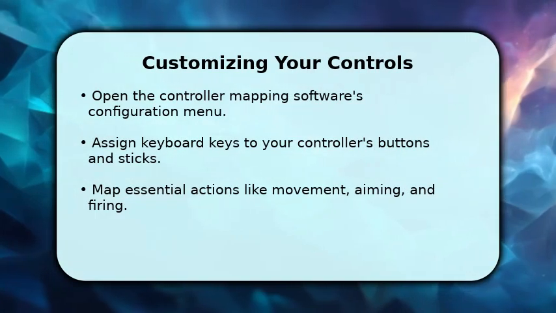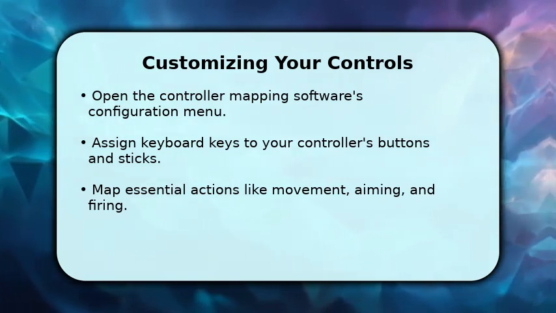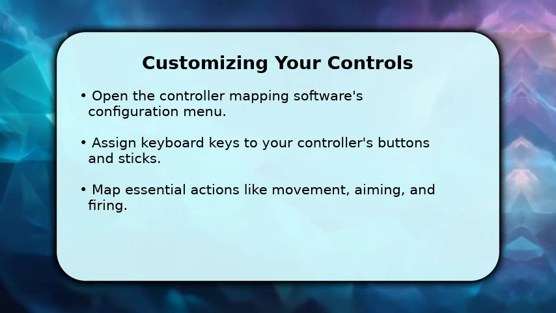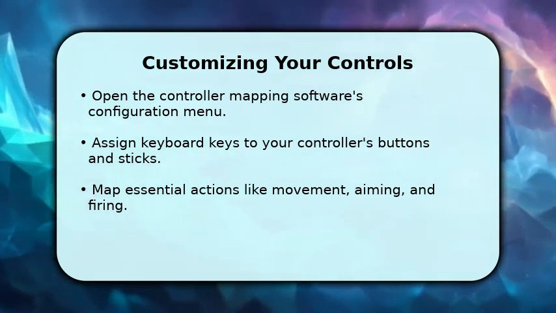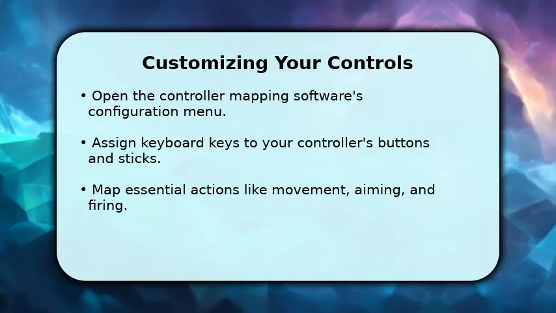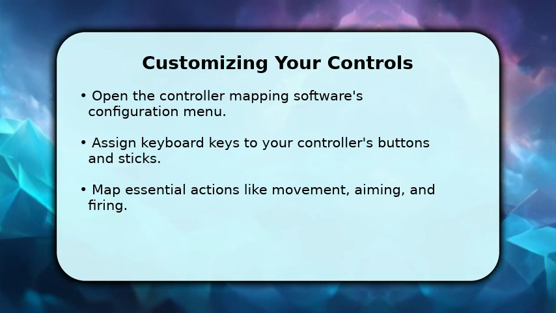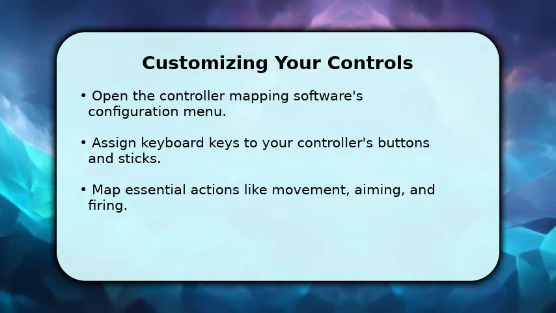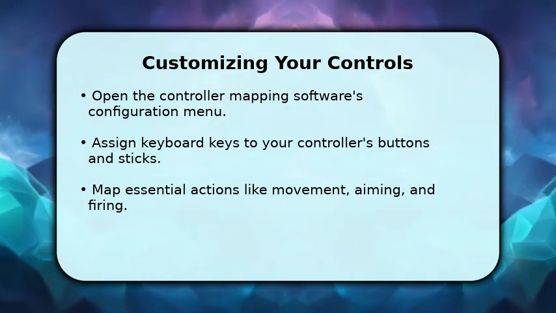Now let's customize your controls. Within the mapping software, you will assign specific keyboard keys and mouse movements to your controller's buttons, triggers, and analog sticks. For instance, map the left stick to W, A, S, D for movement and the right stick for mouse look. Don't forget to map actions like firing, reloading, and switching weapons. Save your profile once you are satisfied with the layout.